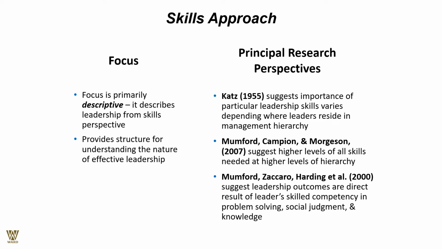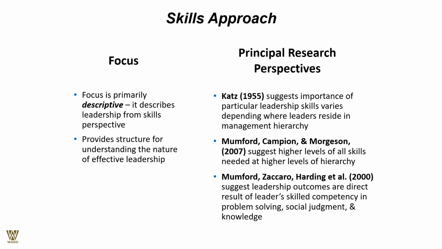Mumford, Campion, and Moxon in 2007 suggested that a higher level of all skills is needed at every higher level of the hierarchy. As and when you move to the higher echelon of the organization, you need to pick up everything. You have to be a jack of all trades, if not the master of all, with knowledge of every trade that comes around.